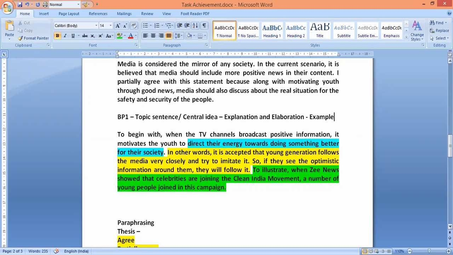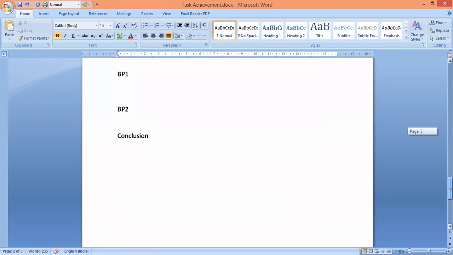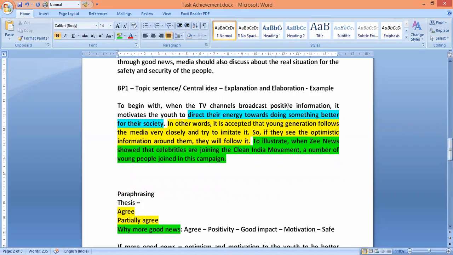So do you see? Now I am explaining media should include more good news, because how am I answering it? Because when the TV channels broadcast positive information, it motivates the youth to direct their energy towards doing something better for their society. In other words, I can say better for the society. In other words, it is accepted that young generation follows the media very closely and tries to imitate it. So if they see the optimistic information around them, they will follow it. To illustrate, when the G News showed that celebrities are joining the Clean India movement, a number of young people joined in this campaign. So it is the outcome. It's a real life situation. Examples are real life situations. From real life, I am supporting my idea. I am supporting this explanation and this idea with my real life example. That's why we call it example.